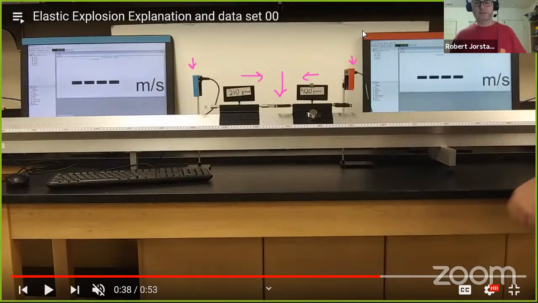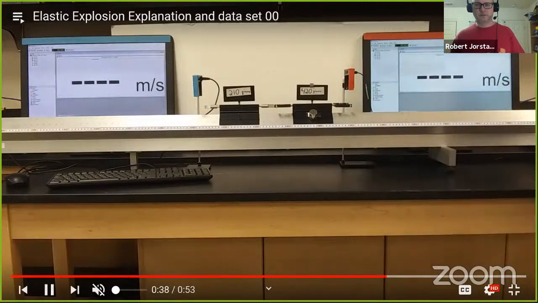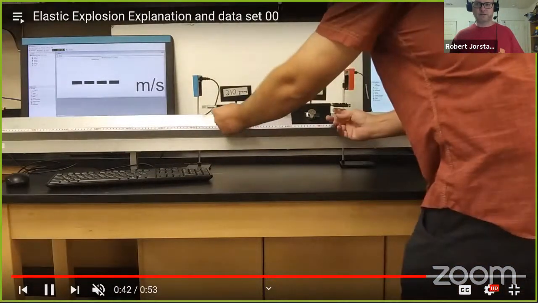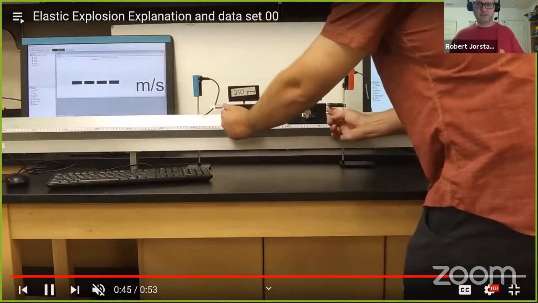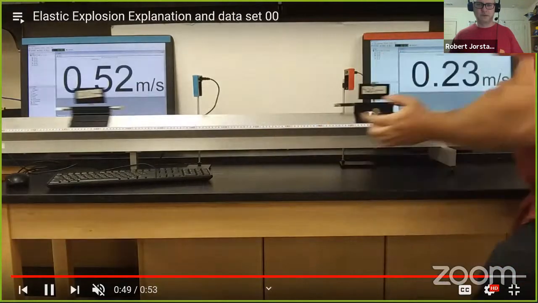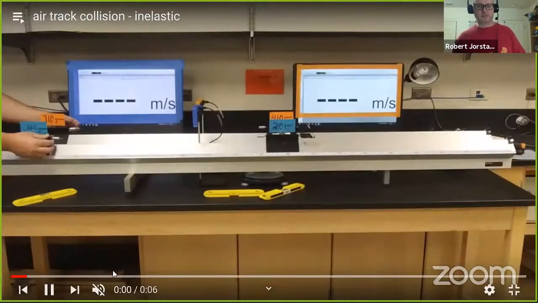I don't know if that made sense there, but let's get my annotations off. We'll run this experiment. I think if I just let it play, that's the fastest way to do this one. So I'm going to squish these. It's not perfect, but pretty close. All right. So that's a version of this elastic explosion.